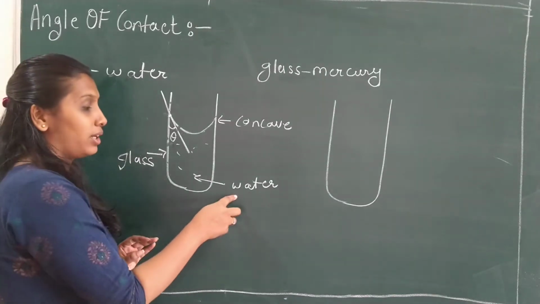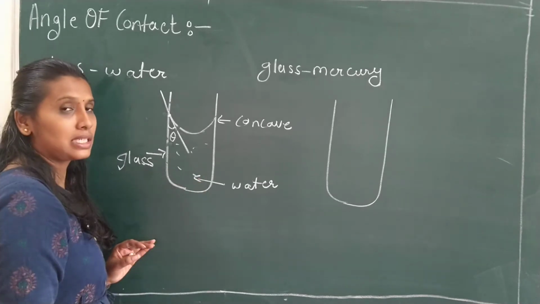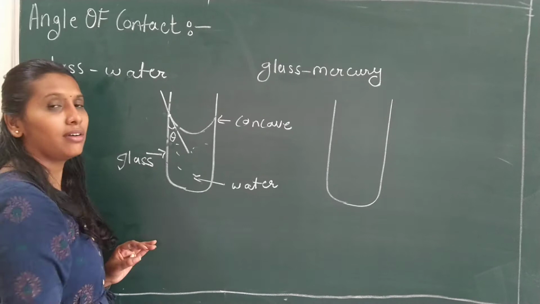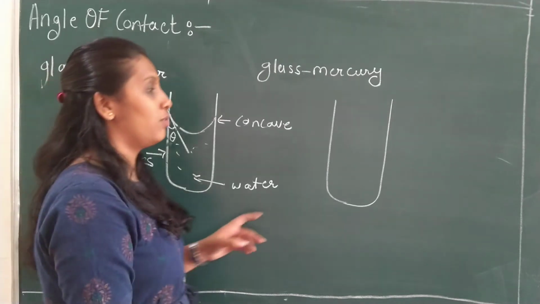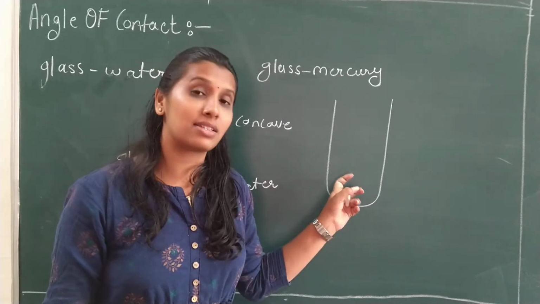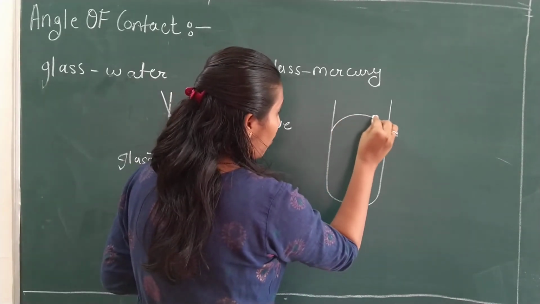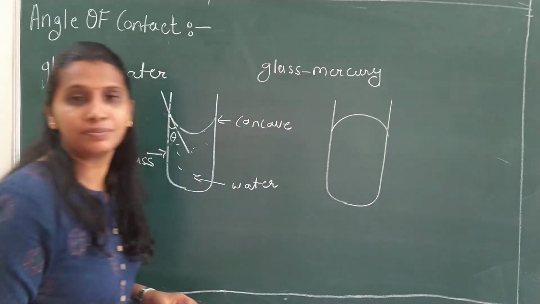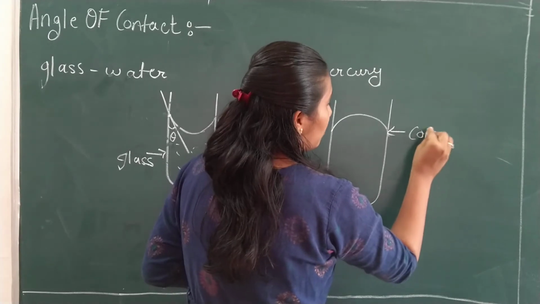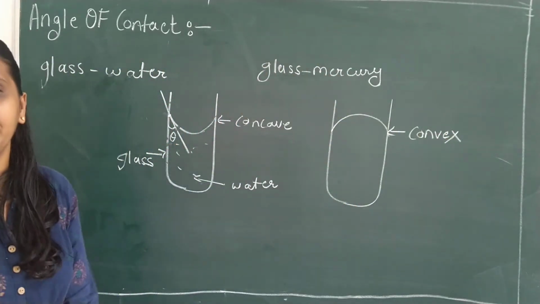Why is water's meniscus concave? Because we know water partially wets glass, or you can say water likes glass. So the shape is concave. But in the case of mercury, it doesn't wet the solid, it doesn't wet the glass. So the meniscus will have a convex shape. So the shape of my meniscus is convex in the case of the glass-mercury pair.